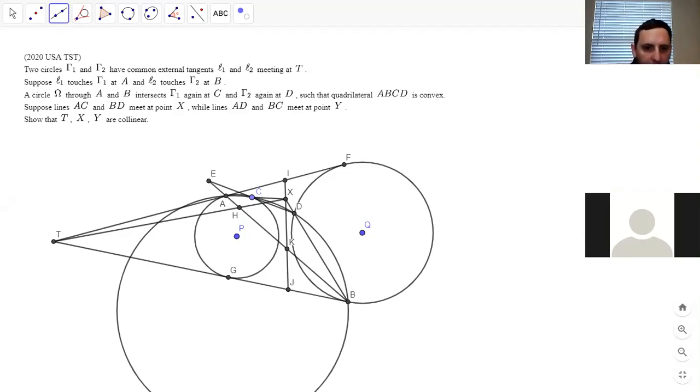Yeah, inversion. The in-similicenter, the ex-similicenter, and the centers form a harmonic bundle. Maybe we can use that. The incenter, the in-similicenter, and the X similicenter. So those 4 points form a harmonic bundle.